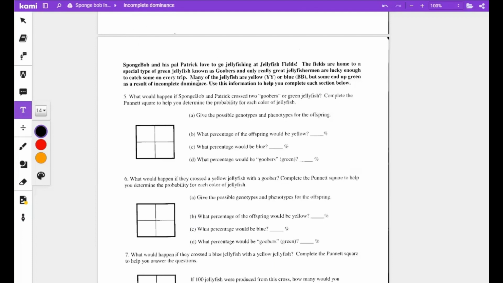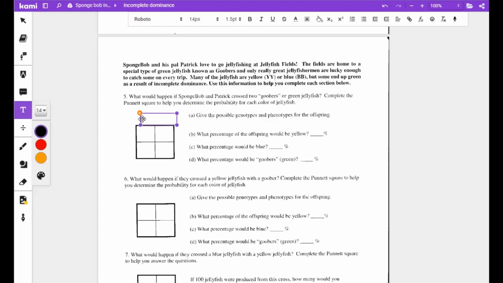All right, SpongeBob and his pal Patrick love to go jellyfishing at jellyfish fields. The fields are home to special types of green jellyfish known as goobers, and some people are lucky enough to catch them. Many of the jellyfish are yellow and some are blue, but some end up as greens because they're incomplete dominant. So I have a Y and a B this time. What would happen if Patrick crossed 2 goobers or green jellyfish?